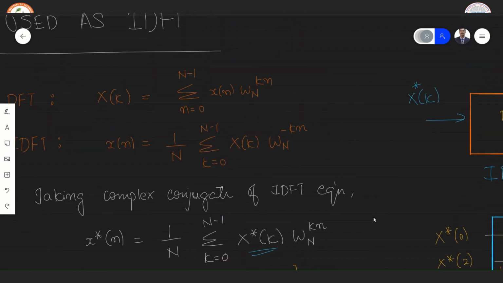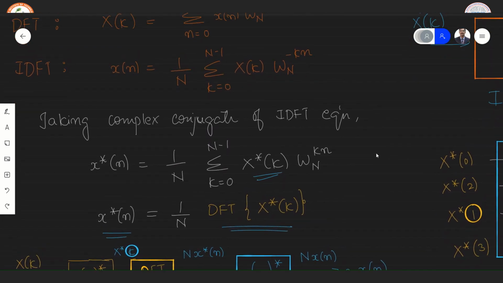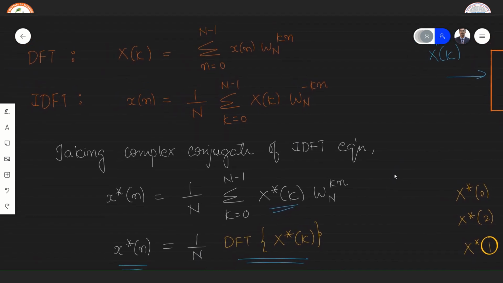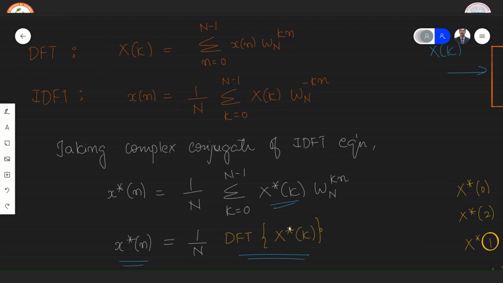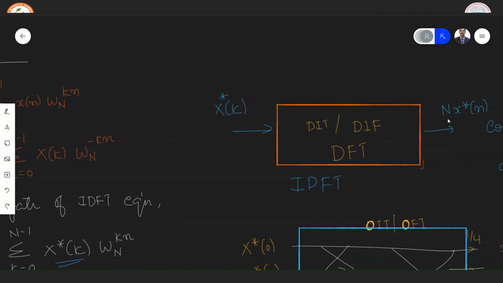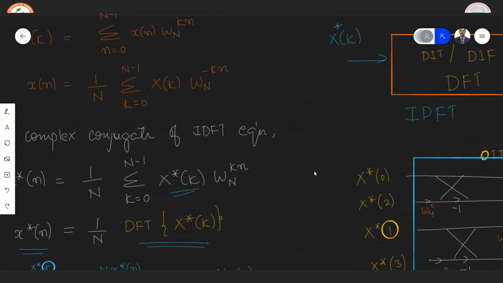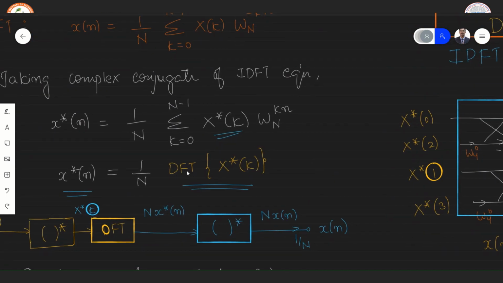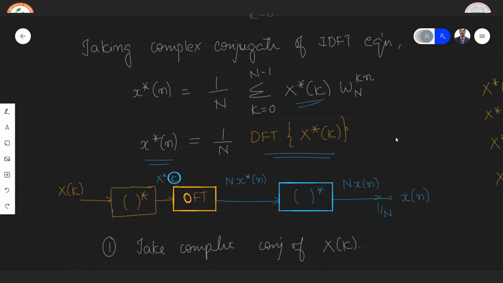Now, from this, we understand that to the DFT block, if we feed the input X conjugate of k, then the output of that particular DFT block will be N times x conjugate of n, as shown by the equation. To the DFT block, when you are providing input X conjugate of k, the answer you will get is capital N times x conjugate of n. Now, since we are interested in x of n, we can do some further processing and we can get the value of x of n. So the stage is shown as follows.